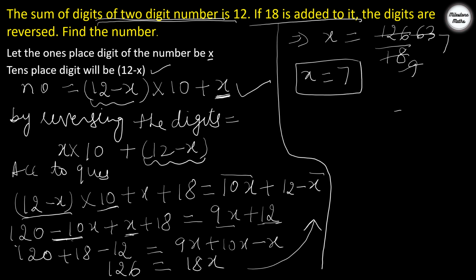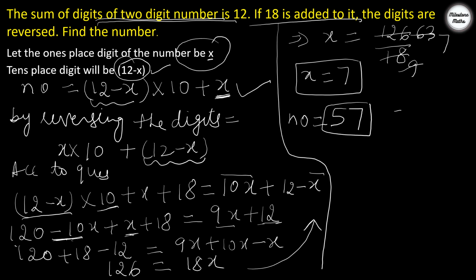What was x? What we assumed x to be? We assumed x as the ones place digit. So what will be our tens place digit? Tens place digit is 12 minus x, right? So ones place digit is x, that is 7, and tens place digit will be 12 minus x, that means 12 minus 7, that is 5. So this is the number we have got. What is our number? 57.